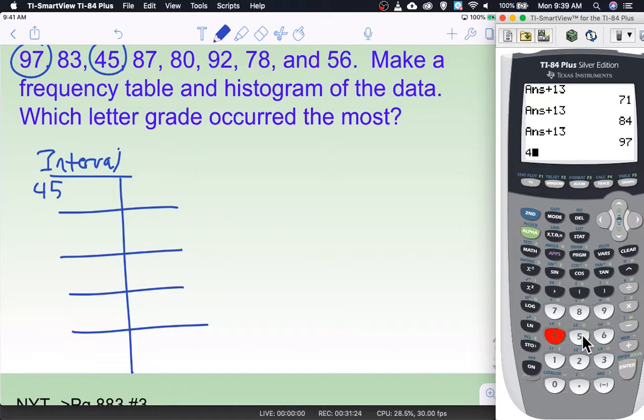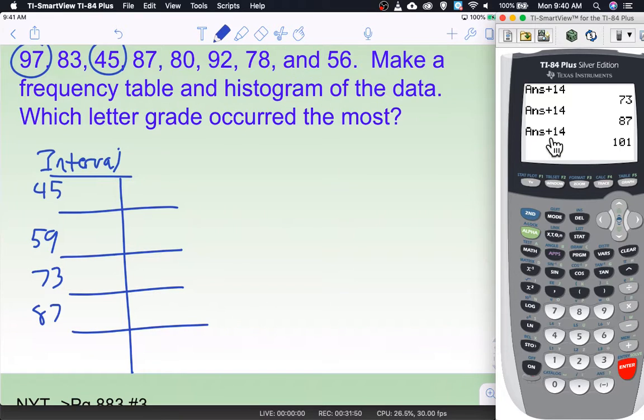So if I do 45 plus 14, 59, plus 14, 73, plus 14 is 87. And if I do it again, now we should be bigger than the biggest number. Okay, so we have 4 intervals. 13 was a little too small. 14 seems to do all right. So now we just fill in the gaps.